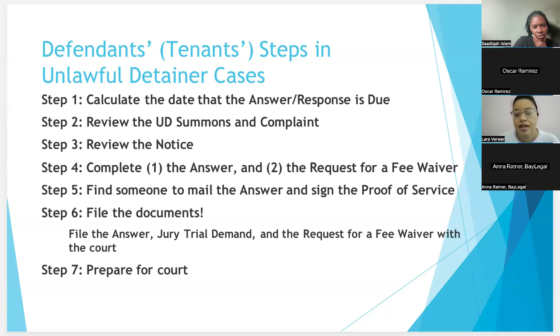And so we recommend filing that request for a jury trial at the same time as filing your answer. It just saves a trip to the court, and it makes sure that the jury trial is not waived at the outset. A jury trial can help provide a tenant some more leverage in negotiating or coming to a favorable outcome in their case. And then also filing that request for a fee waiver if a tenant may be eligible for a fee waiver. And then step seven is preparing for court, preparing for the trial date. Next slide, please.